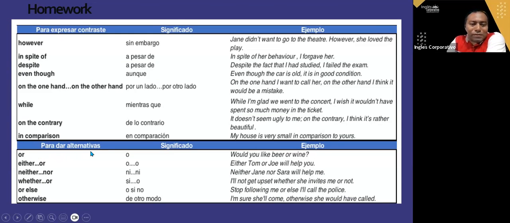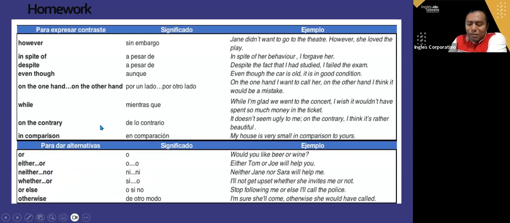Now, for giving alternatives: or, either or, neither nor, whether or else, otherwise, right? So, for example, you have this one, neither nor. Neither nor are for expressing alternatives. Ni en ni, eso significa, ¿verdad? Por ejemplo, neither Jane nor Sarah will help me. Ni Jane ni Sarah me ayudará, right? Neither and nor. No, it's not like in Spanish that you say nor nor or neither neither. In English you say neither and nor.